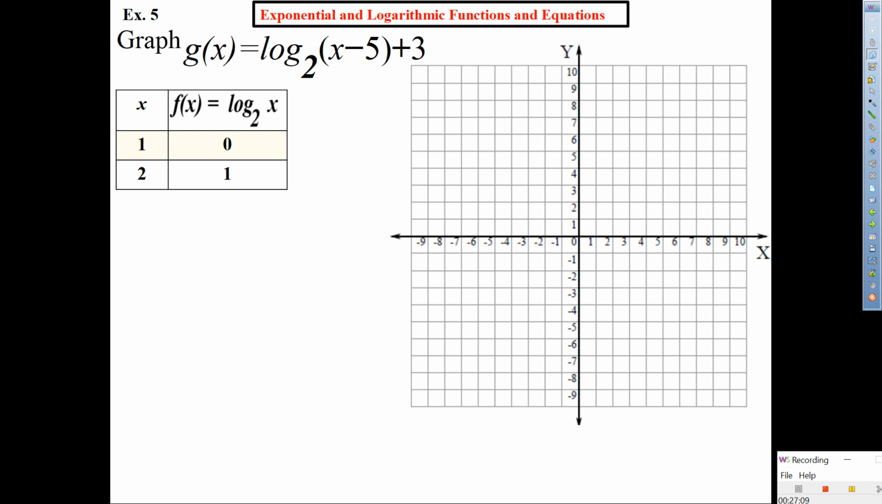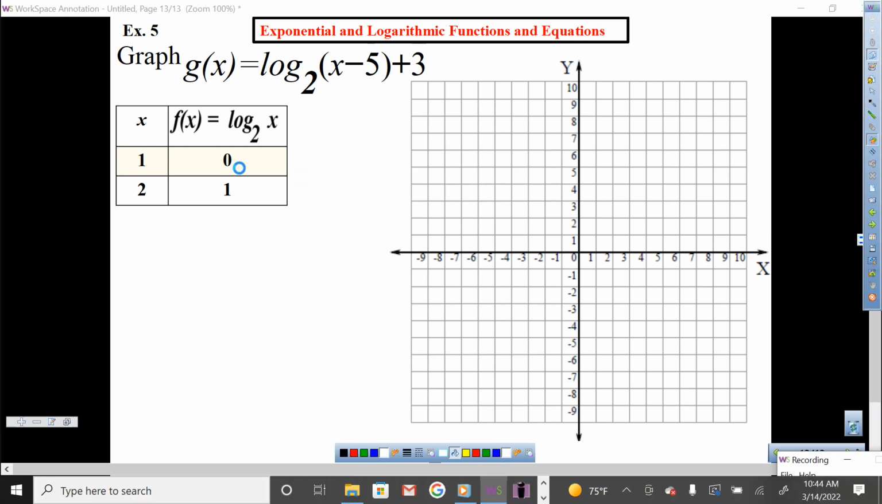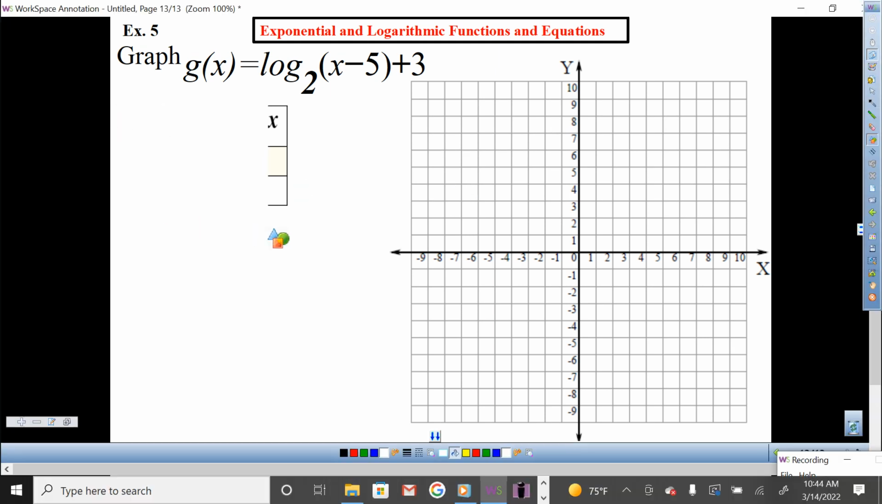Example 5 says graph t of x equals log 2, and I'm going to cover this table for right now. Copy that. Graph t of x equals log 2 of (x minus 5) plus 3.